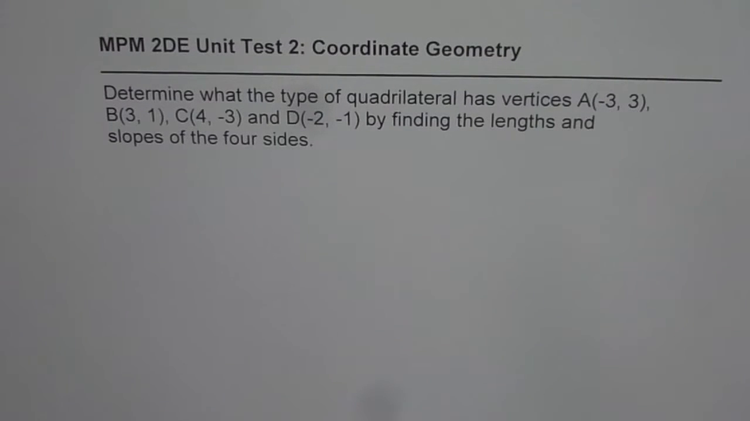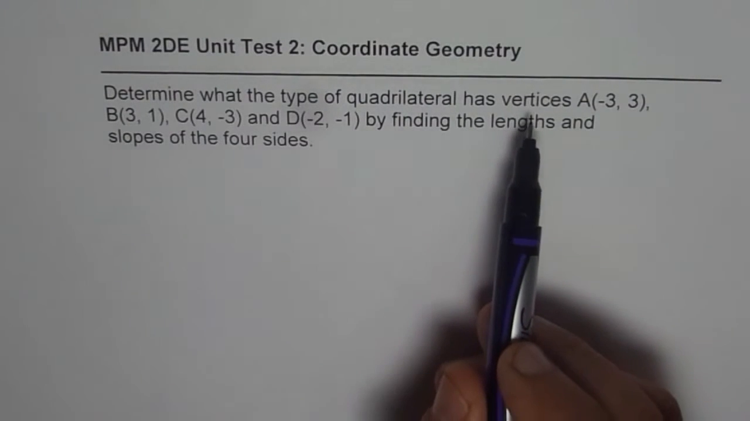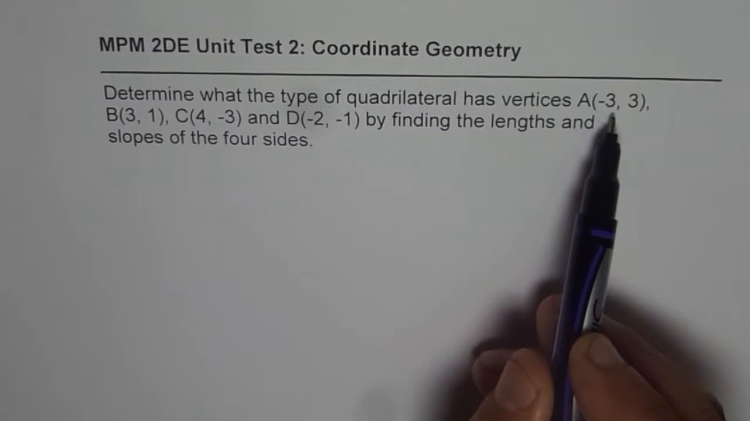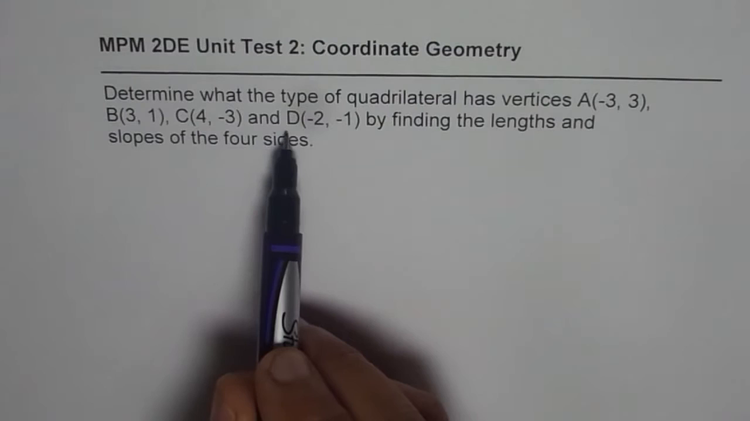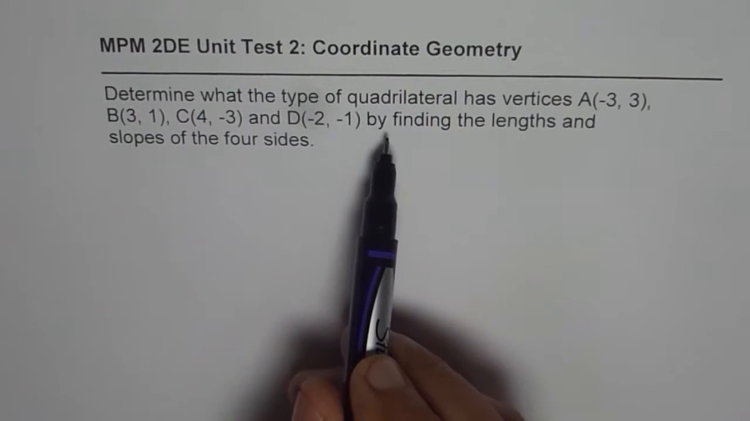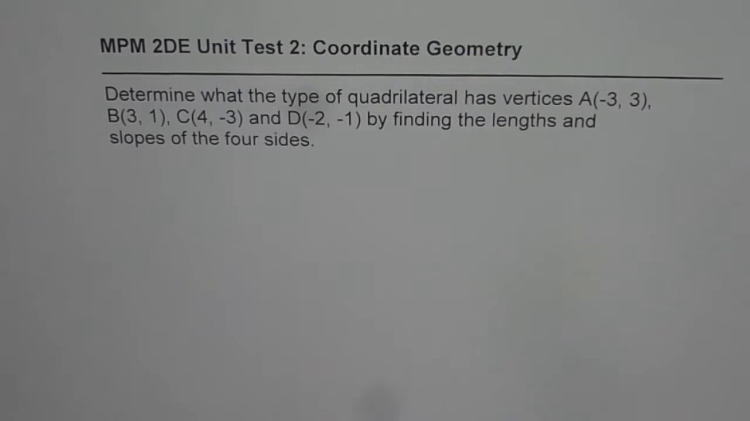The question is, determine what type of quadrilateral has vertices A(-3, 3), B(3, 1), C(4, -3), and D(-2, -1) by finding the lengths and slopes of the four sides. So I'd like you to pause the video and answer this question.